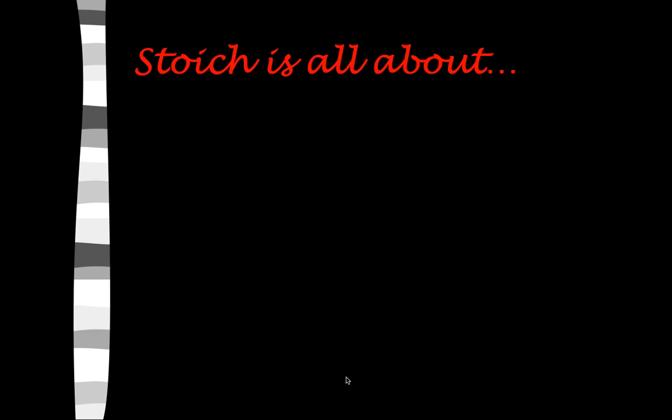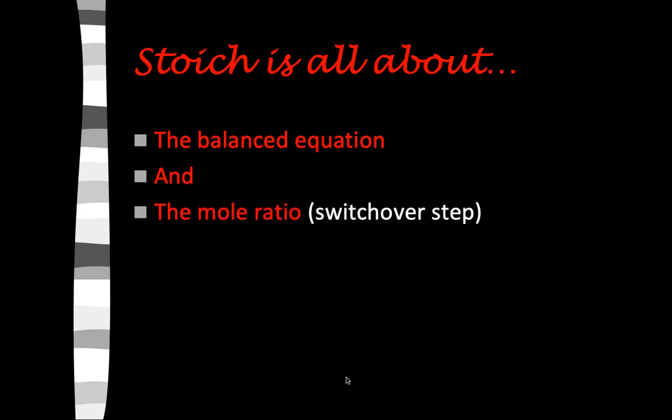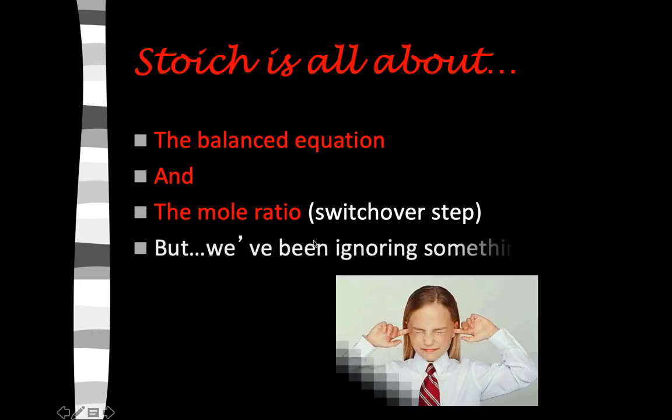So you remember that we've been talking about stoichiometry this unit, and stoich is all about the balanced equation and the mole ratio, which I refer to as the switchover step because that's how you get from one chemical to a different chemical, using that practical application of the balanced equation to figure out something in a chemical change. But we've been ignoring something.